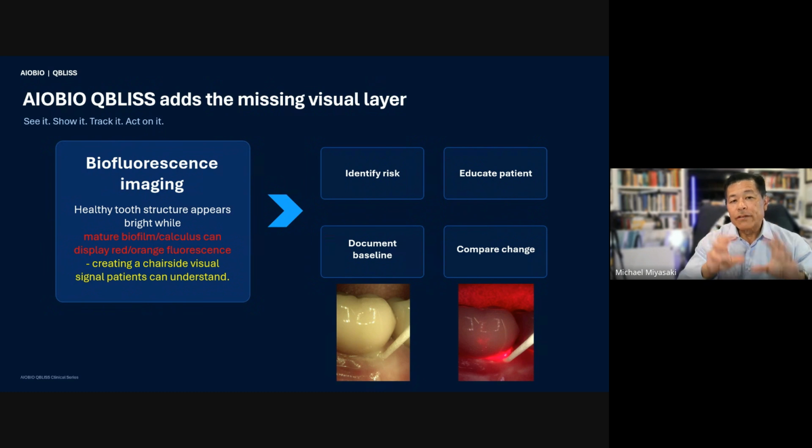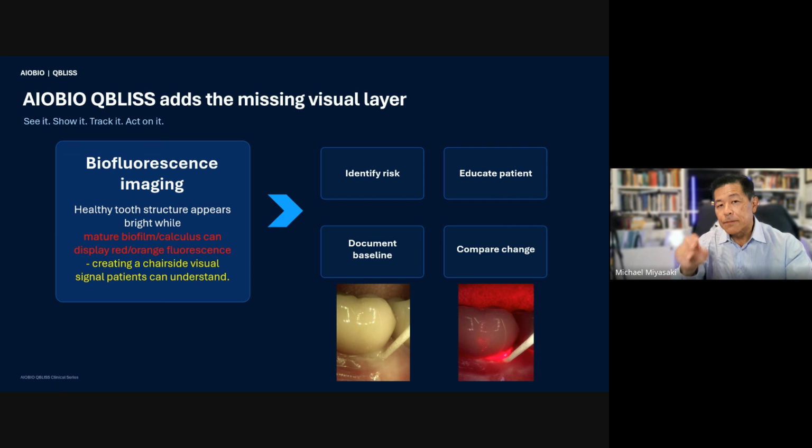And then we have a chairside visual that we show the patient so they can immediately understand. So we've identified the risk, we've educated the patient. Now we have baseline images, and then over time we can compare the change. So on the bottom photos, again, you have implants, and where you see that red glow, we've got biofilm, we've got disease in that area.